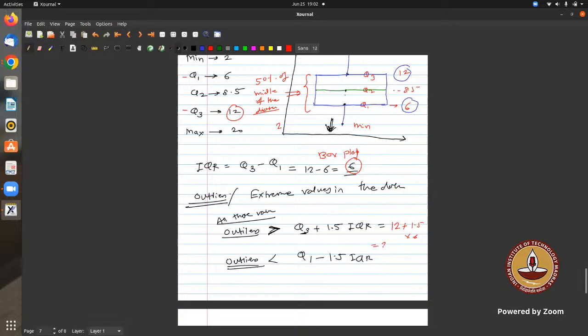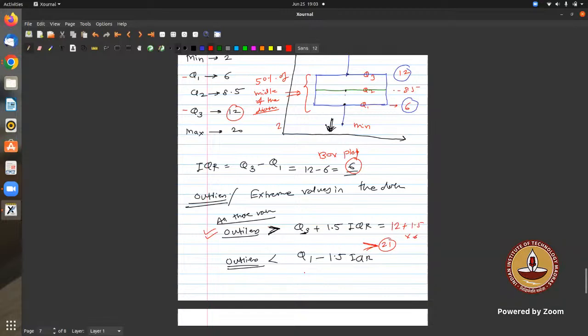So all values which are above 21 are considered outliers, right? 21 will not be included, which is strictly greater than that value. This is not greater than or equal to, this is greater than. So 21 is not going to be included.